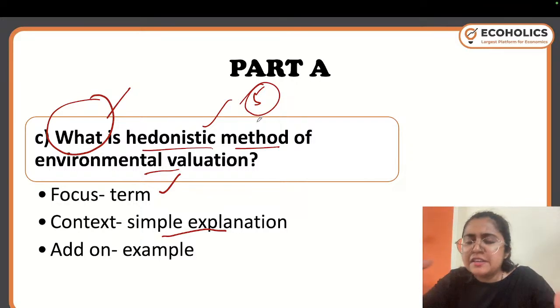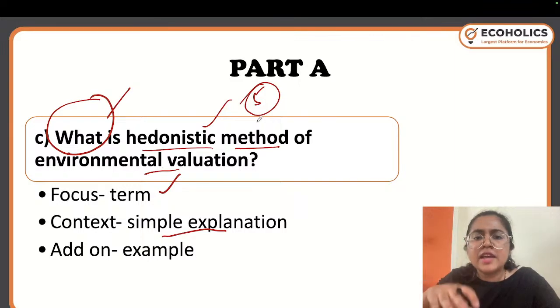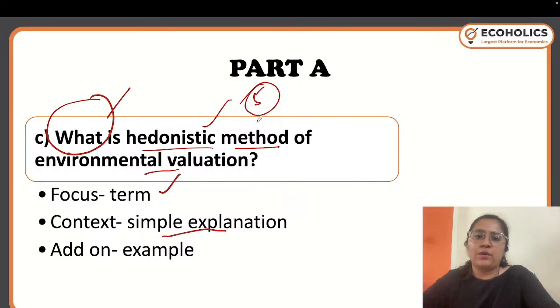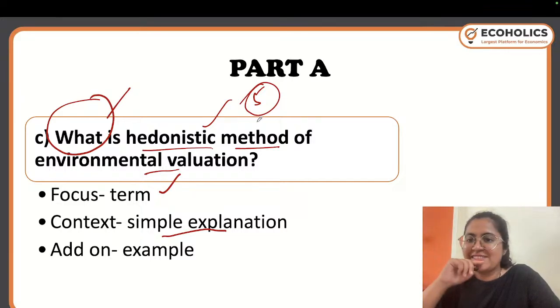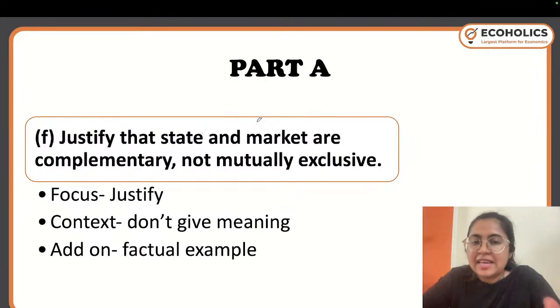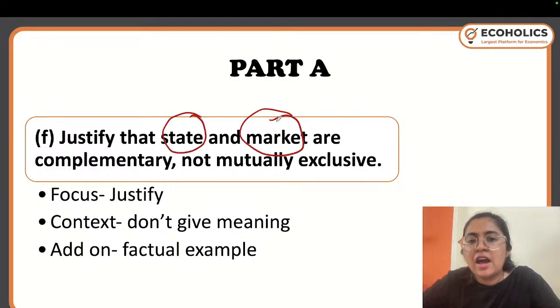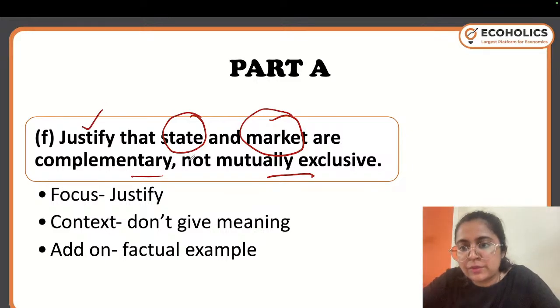Easy way to identify how those 5 marks are going to be given to you, straightforward. No beating around the bush. Right? Okay. Next, question number F. Justify that state and market are complementary, not mutually exclusive. Very interesting question, but is also like a philosophical question because it's a justify type of a question.